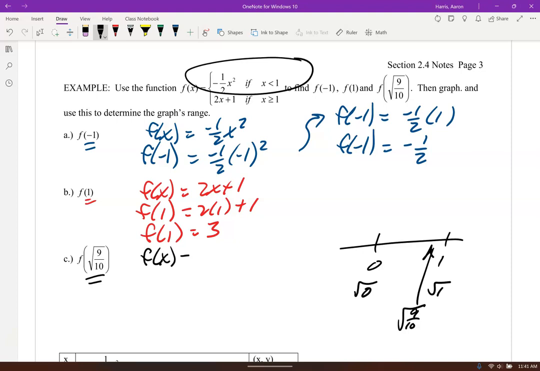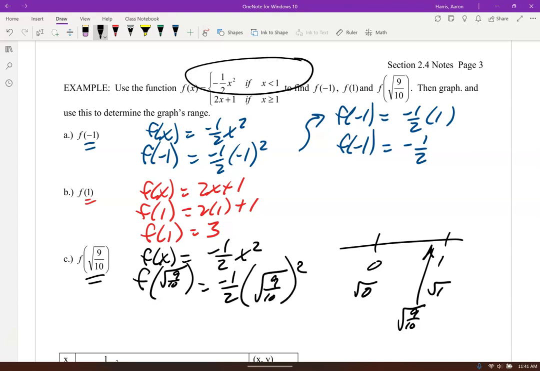So f of x equals negative 1/2 x squared. Plug in square root of 9/10. So we got negative 1/2 times square root of 9/10 squared. Well, if I square a square root, I undo it. Square root of 9/10 times square root of 9/10 is just 9/10. So f of square root of 9/10 ends up being negative 9/20.